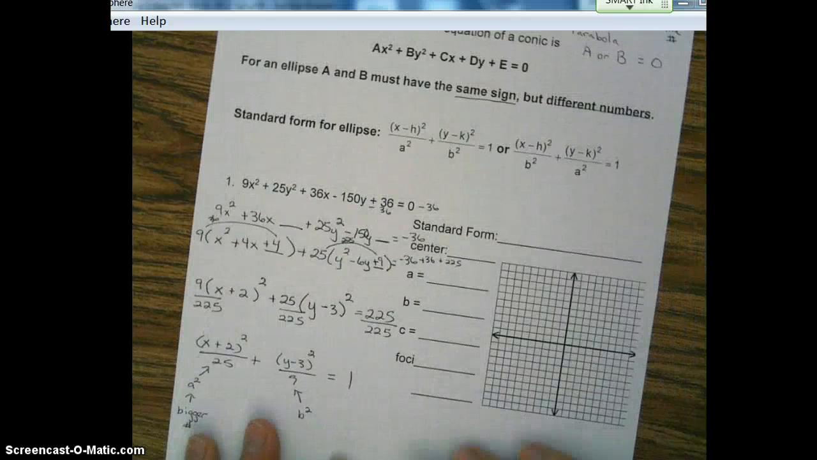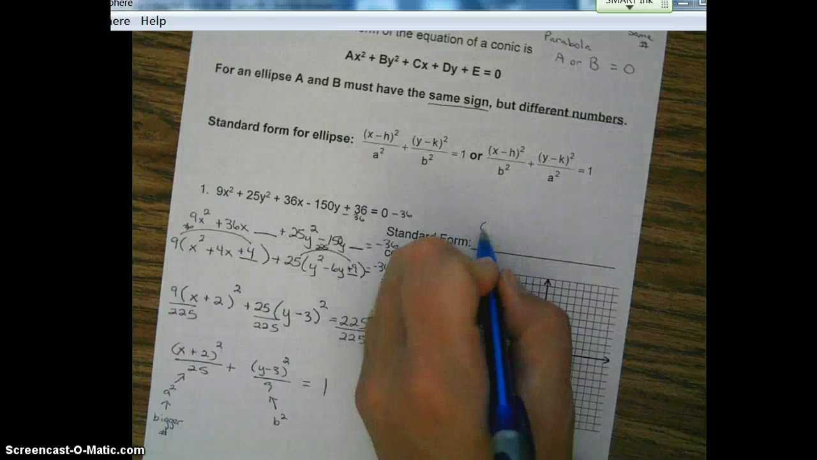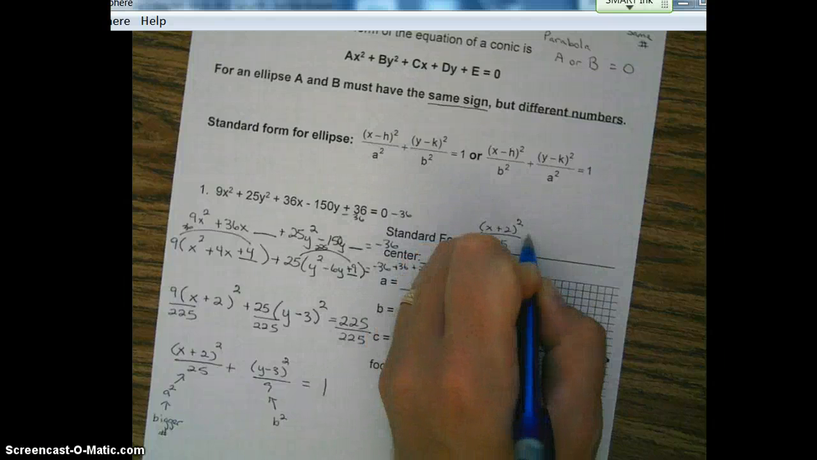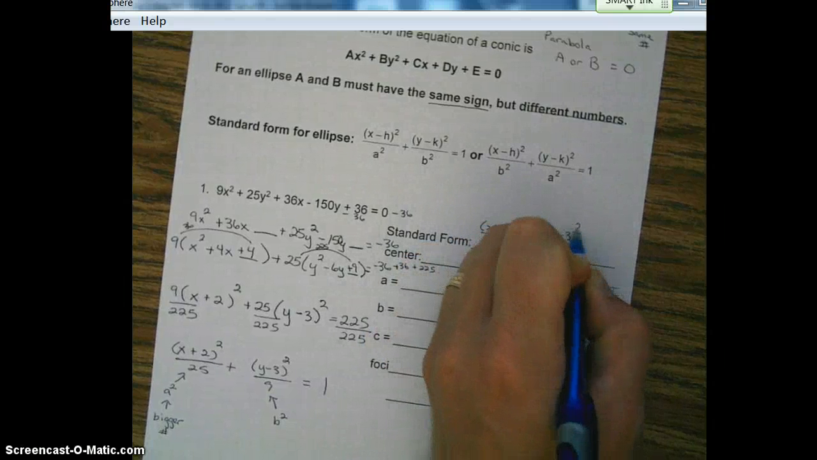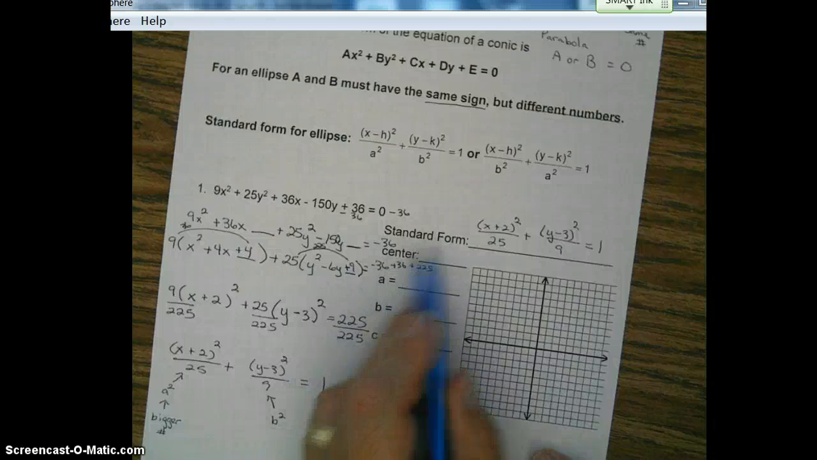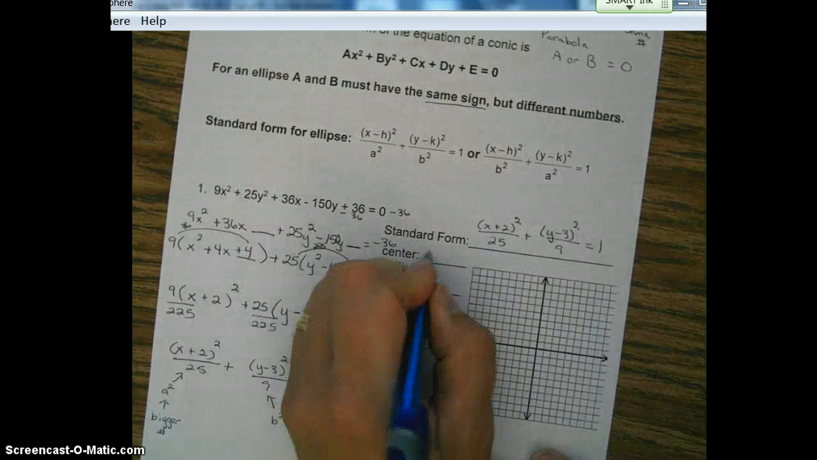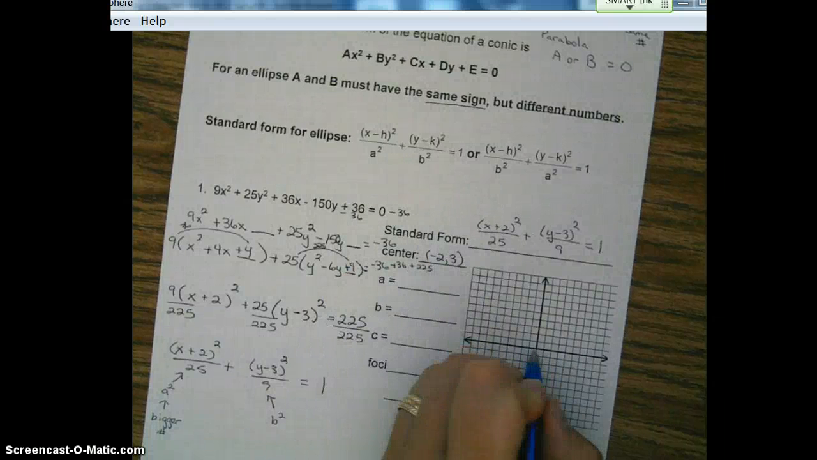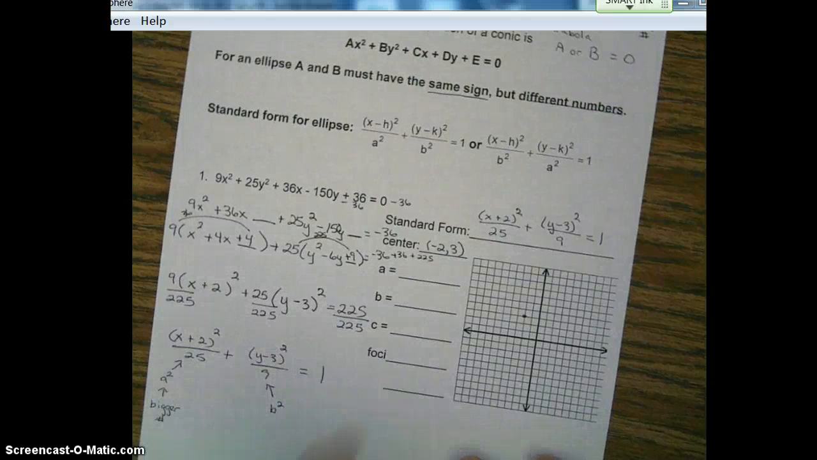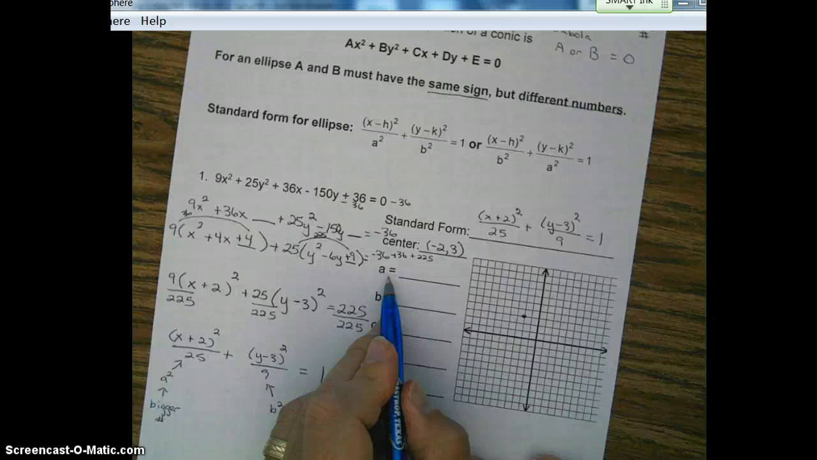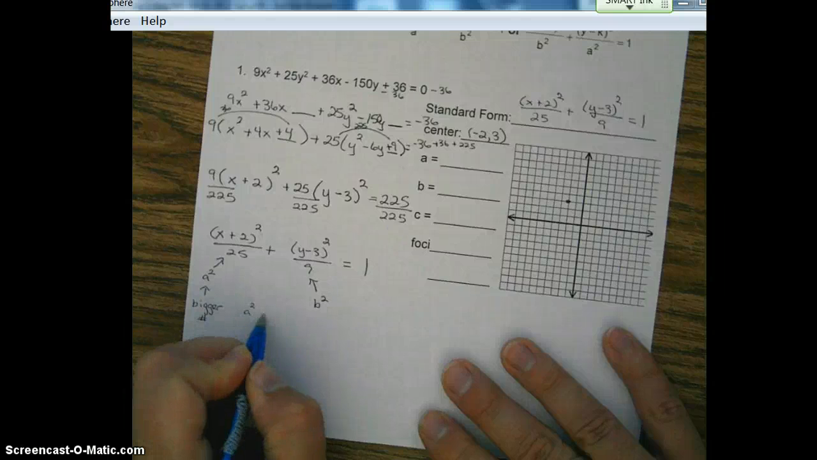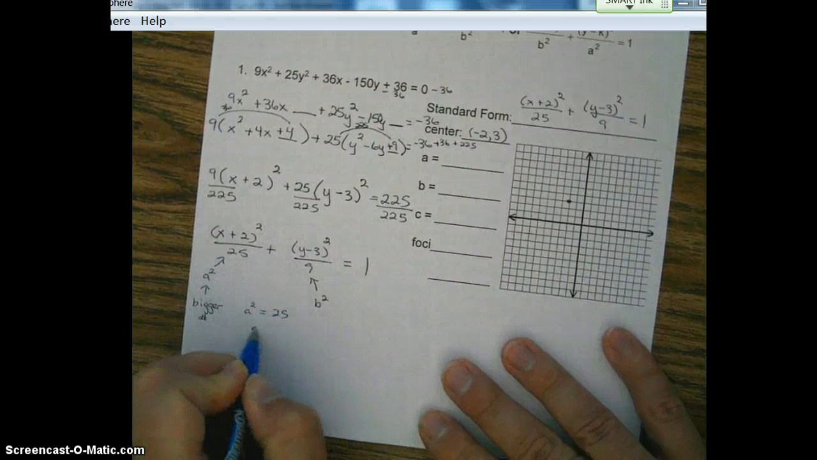So let's write some of this stuff in here. We're going to get our center, same as usual, -2, +3. Let's go ahead and plot that, -2, +3. So there's our center of our ellipse. Now A: to find A, A squared equals 25, so A equals 5.